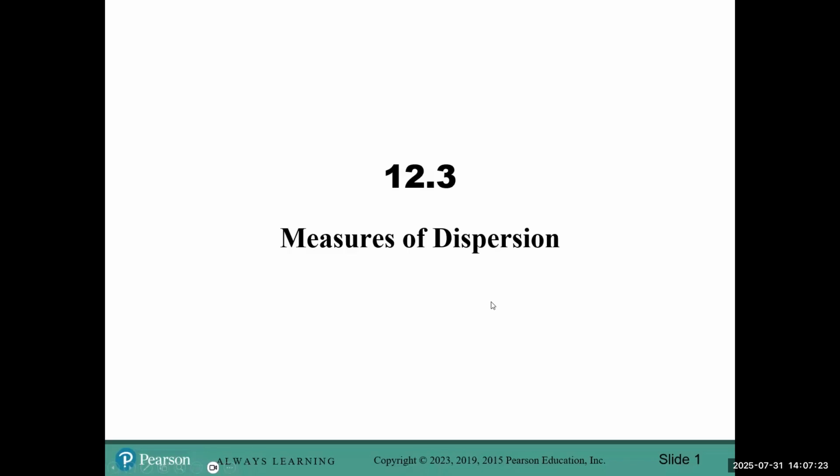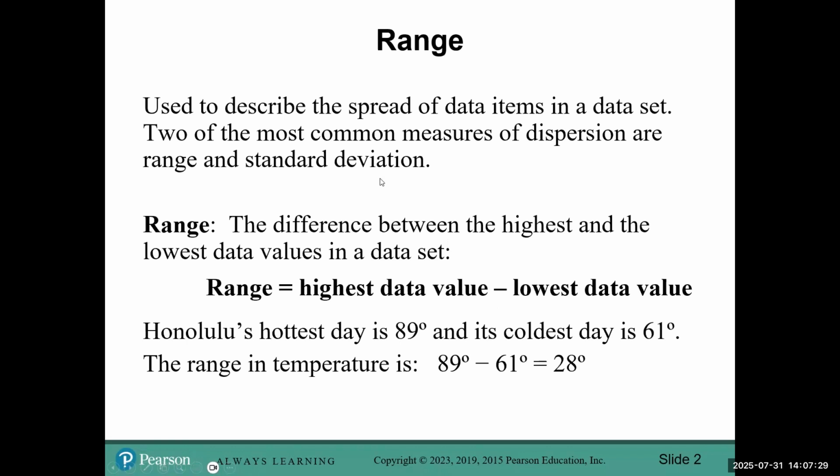So how spread out the data is, we call dispersion, measures of dispersion. It's nice to know what the middle is, but we also want to know: is all the data towards the middle, or is there a big, wide range of values? Both measures of the center and measures of the dispersion help us summarize what's going on in the data.